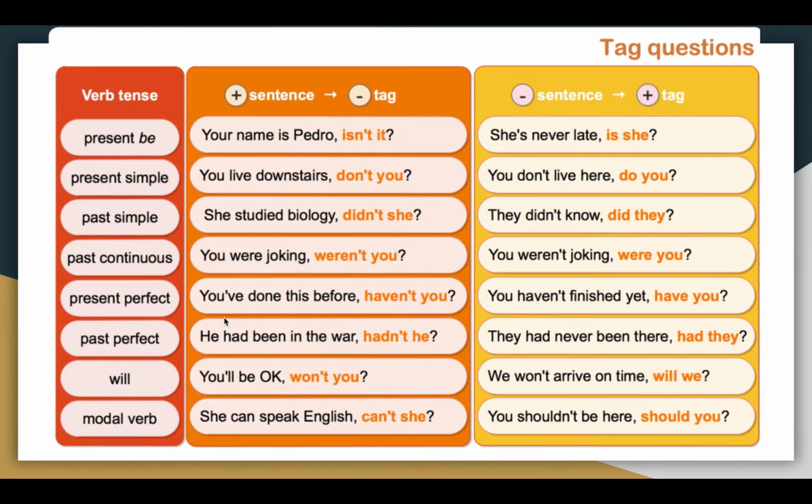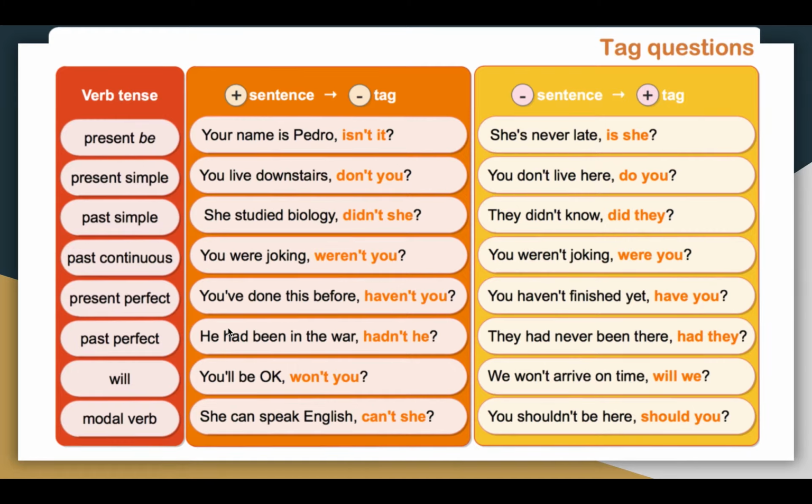Now next is present perfect. You've done this before, haven't you? Now teacher, where did you get "haven't"? So this is basically "you have done this before, haven't you?"